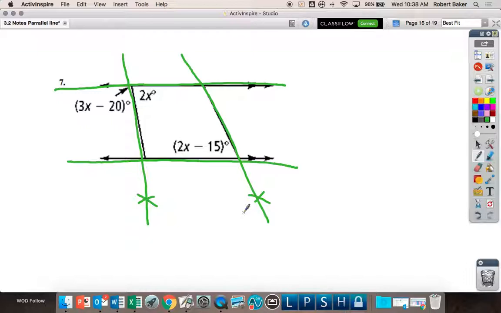Like, you do 2x plus 2x minus 15 equals 180? No, because they're not directly connected. So, can you move this angle over here and say that this is 2x? You can't do that because these lines aren't parallel. So, the only thing that we can do is use these two angles right here.